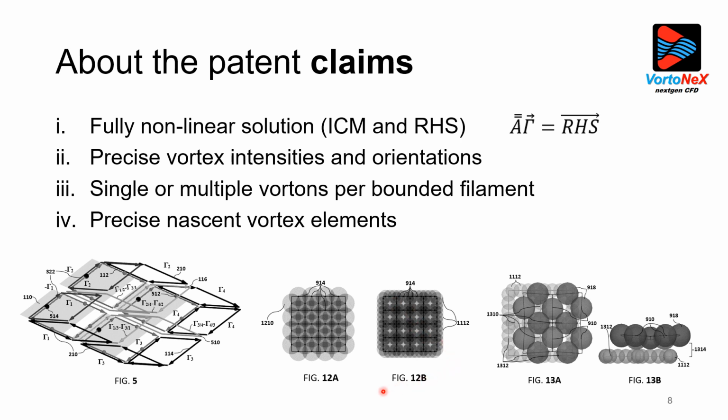In addition, the dependent claim seeks to protect a precise nascent vortex tube approach, consisting of a first layer of vorticity released from the surface of the object, where the corresponding circulation and orientation of each element is obtained from the full nonlinear detached vorticity scheme. In the corresponding figure, 12 vortex tubes are released after the first iteration for a 2x2 discretization case.